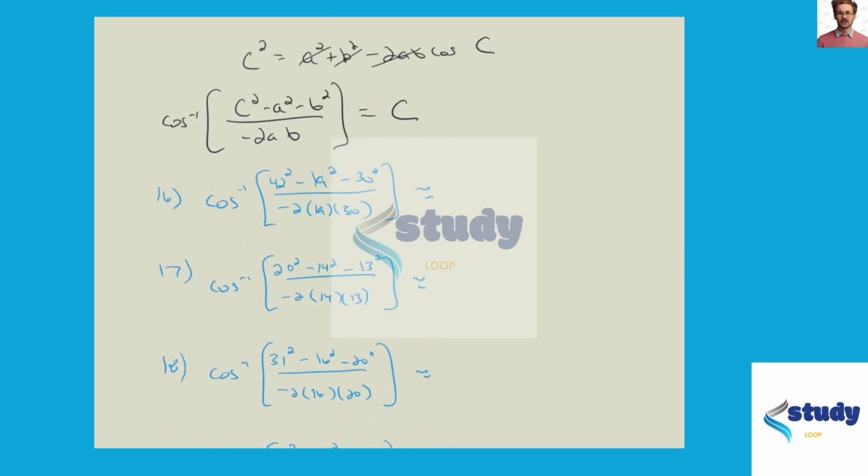So number 16 to the nearest tenth, that becomes 91.8 to the nearest tenth. And number 17, oh wait, it's 116.2. Number 17, 20, 14, 13, 95.5.